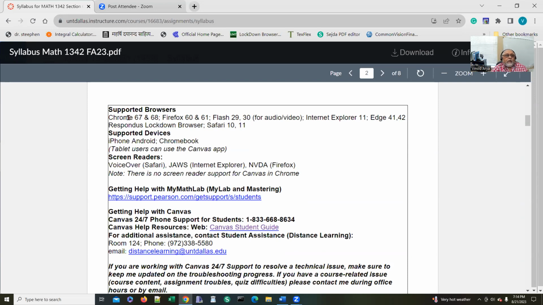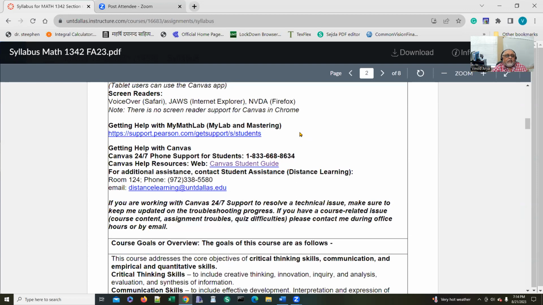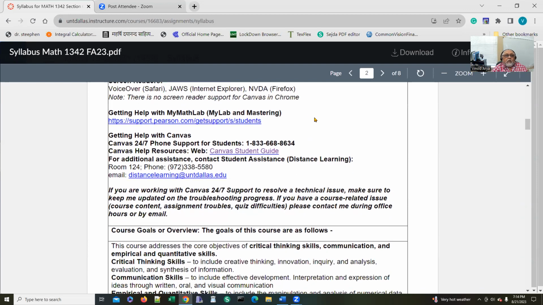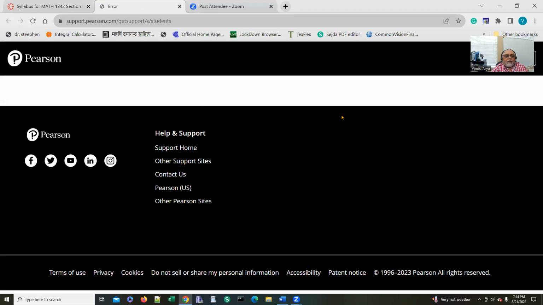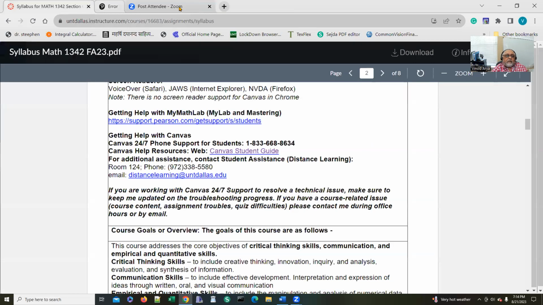Okay. So here are some support browsers, and it's just for your knowledge, nothing to learn or mention there. You just need to know where the information is. Okay, so if you want to get help with MyMathLab, which will be an important tool for you to do the assignments, quizzes, exams, etc. If you need help, this one is okay, no problem. We have another place. So I will fix it.